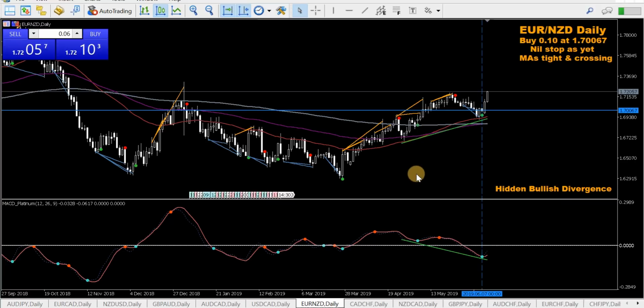Euro, New Zealand dollar. I'm in a buy here. You can see hidden bullish divergence. There's the green going up. Higher lows on price, lower lows on the MACD Platinum. You can see the trend lines I draw. There's bullish divergence in there.